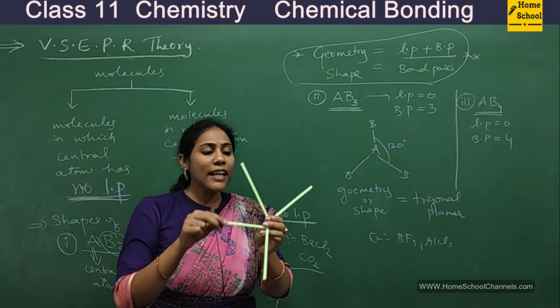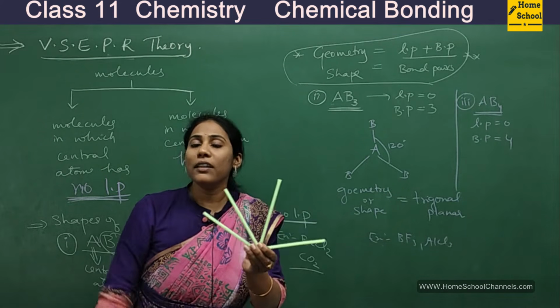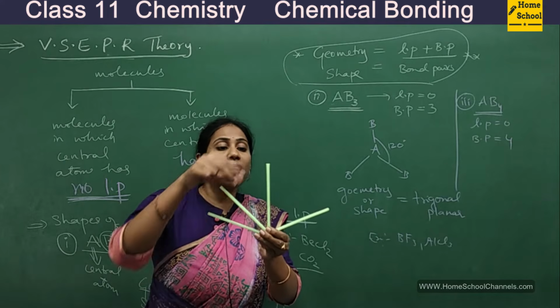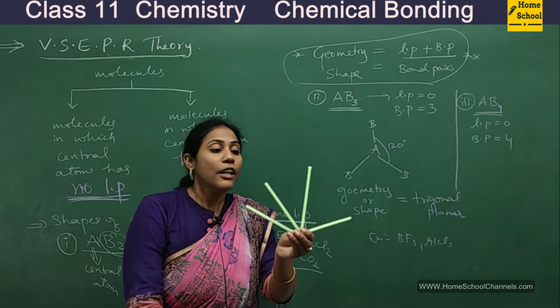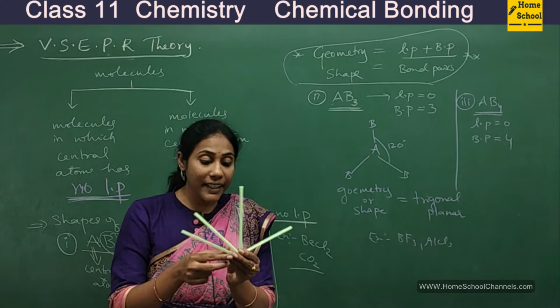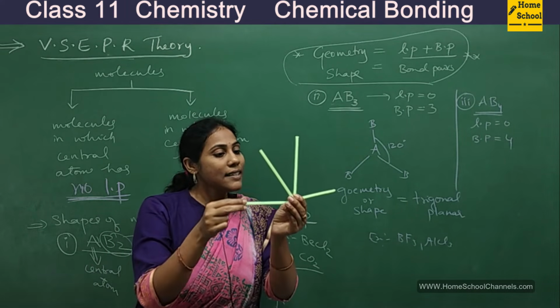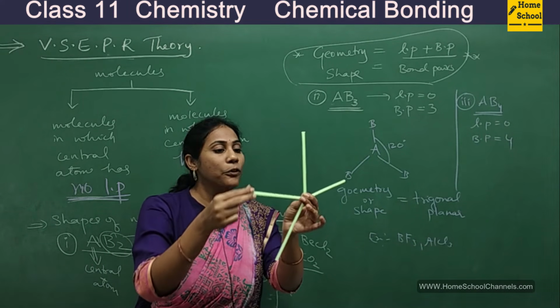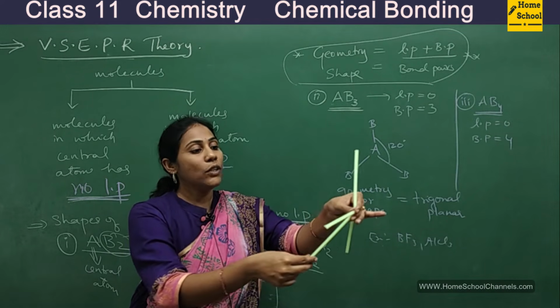Okay, so if there are 4 bonds around the central atom, how will it hold? The only condition is these bonds must stay as far as possible, isn't it? So in what direction do all these bonds get arranged to stay as far as possible? Yes, I'll just see how I will move. Something like this, right? And what is this called?